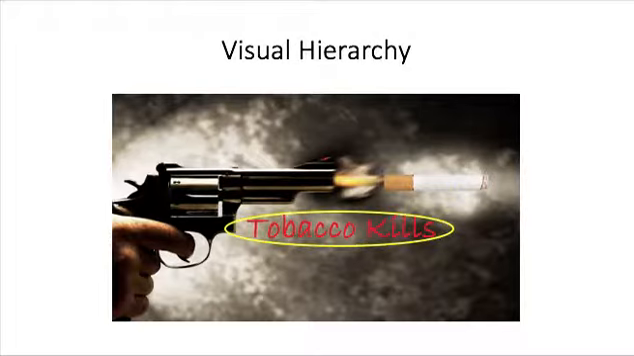The last element is visual hierarchy, which refers to the order in which we notice and prioritize objects. The gun is larger and on the left because it has an important job in creating the message that tobacco does kill. Guns are known to kill and many people portray them with death. I made the text the focal point of the PSA because it clearly states the meaning behind the PSA.